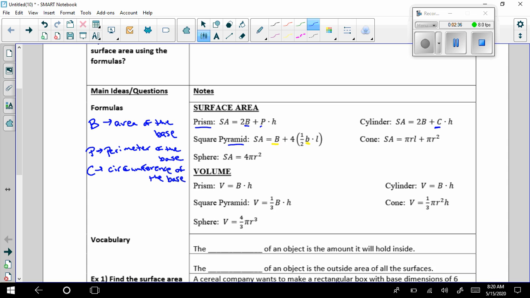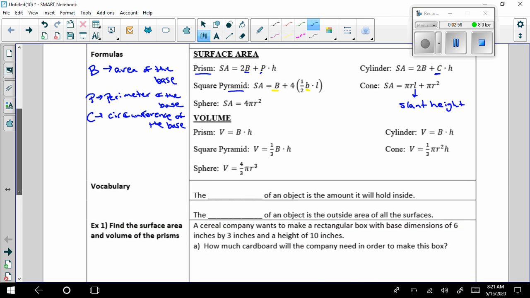H is still height. It's going to be the height of your object. Oh, L is new. L is slant height. R is still radius. And pi is still pi. So that should be pretty much it.